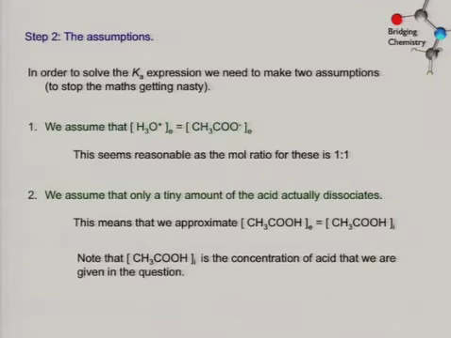The first one is that we assume that the concentration of H3O plus at equilibrium equals the concentration of CH3COO minus at equilibrium. We assume that those two values are the same. And you could say, well, that seems completely reasonable, because if I look at my chemical equation that I've just written down, it says CH3COOH plus water gives CH3COO minus plus H3O plus. It's a 1 to 1 to 1 to 1 balancing. So every time I make one lot of acetate, I make one lot of H3O plus. So their concentration should be the same.